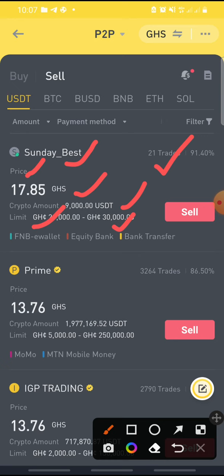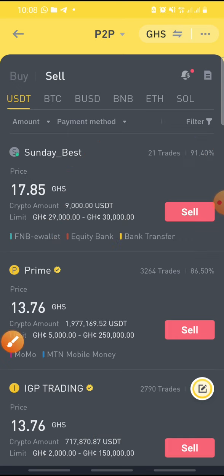He's been able to make 21 trades so far, and his activeness or his response or transaction rating is 91.40%. This sounds good. 91 is quite good, but do we have this amount of money he needs? That is the question. Now let's look at how he accepts payment. Sunday accepts payment via FNB e-wallet. He also uses Equity Bank and also uses bank transfers. So any bank that you have, you can equally transfer to him.